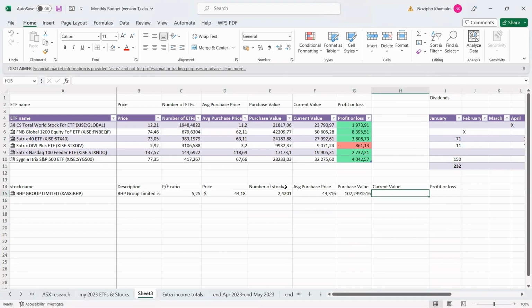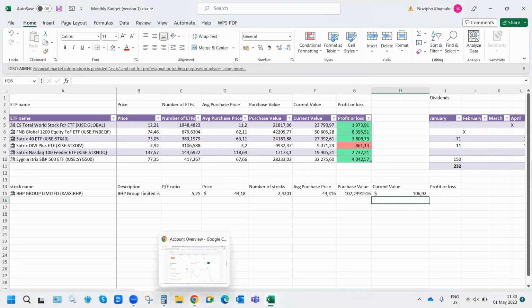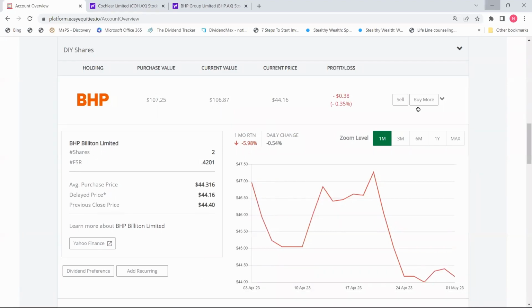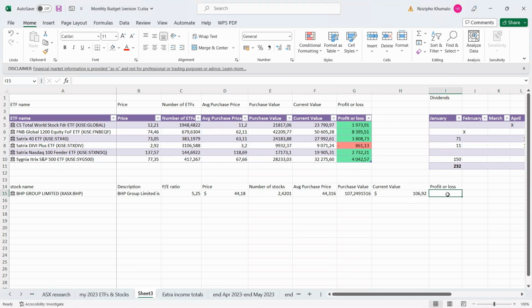Then current value. The current value is the number of stocks times the share price. So equals share price times the number of stocks. And it's 106.92. Let's check if that's accurate on EasyEquities. Okay, slightly off. Okay, 106.87, but it's quite close. So there we go. Profit or loss is easy.